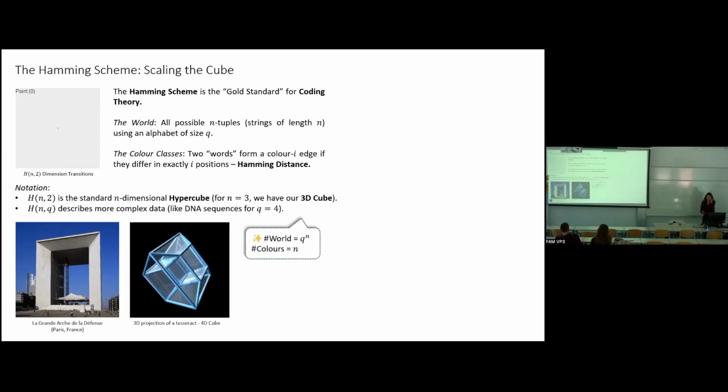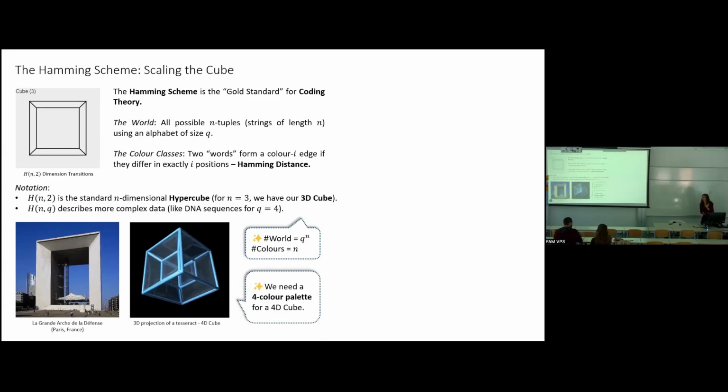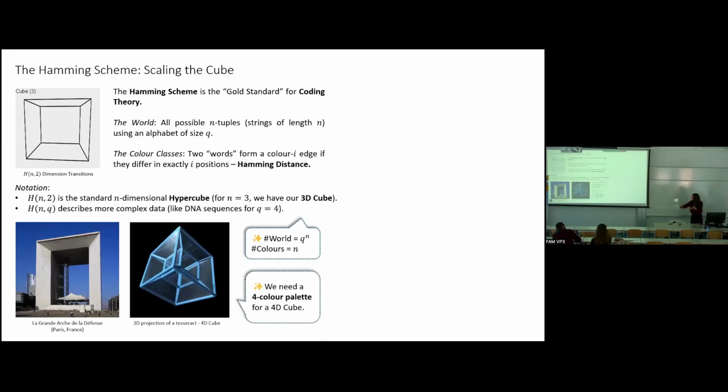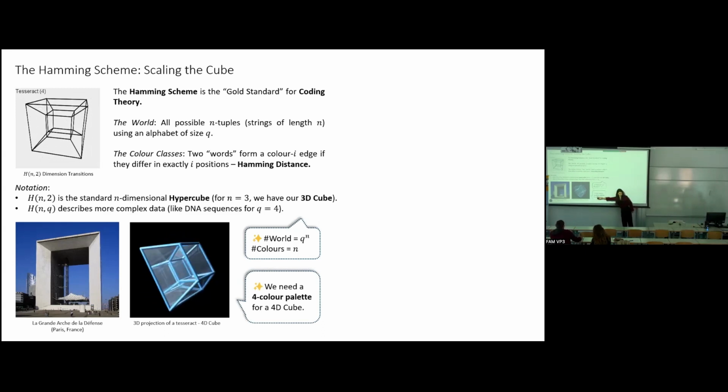It's easy to see that the size of this world is q to the n. In the previous case it was 2 to the 3. And for the number of colors, the palette, we have to pick n distinct colors. In the previous one, 3, and so on. Of course, here it means that we will need 4.